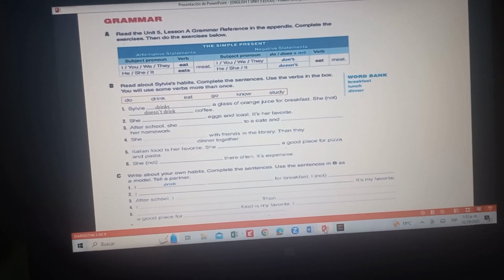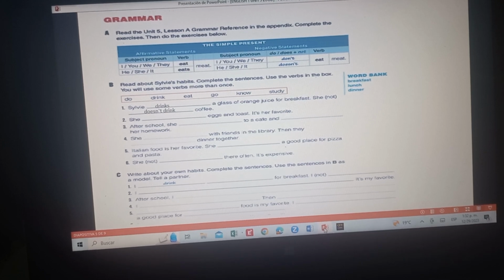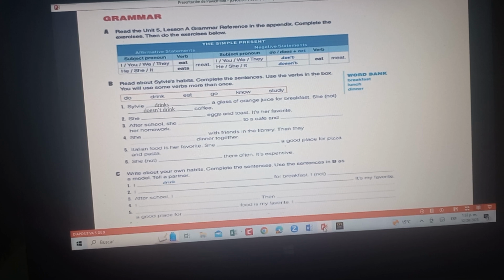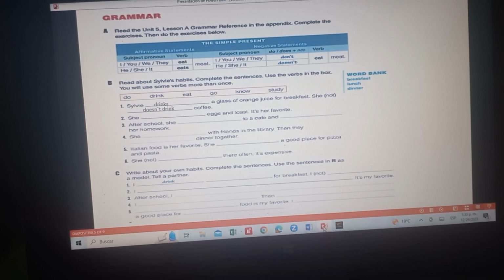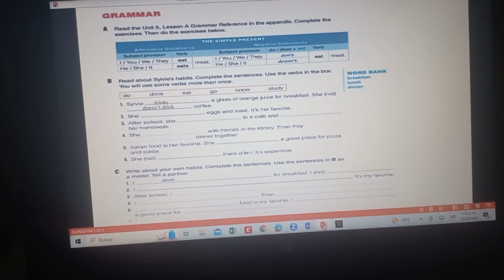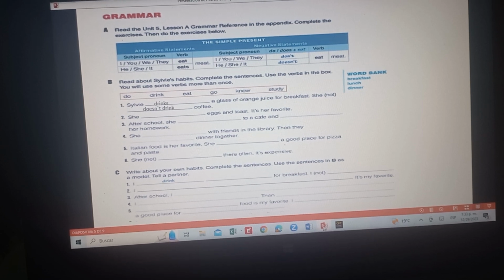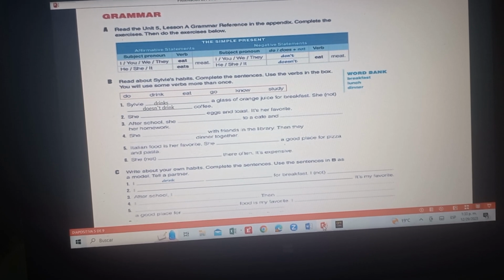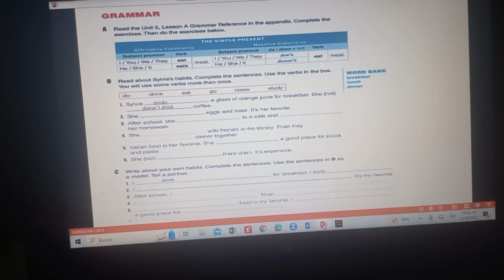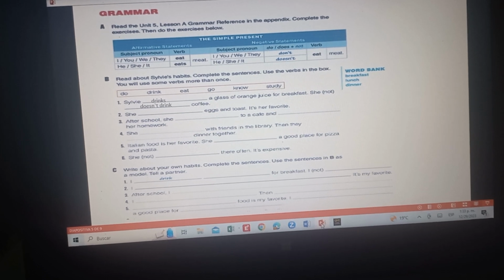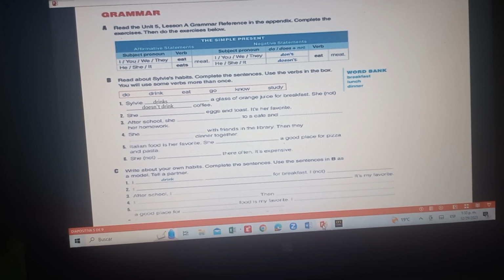You have to complete this exercise in your book for the next class. For example, we have here a sentence. Sylvie drinks a glass of orange juice at breakfast. She doesn't drink coffee. In this case, we conjugate the verb because Sylvie is third person singular. Remember this: when we have the auxiliary doesn't, the verb is in its base form.